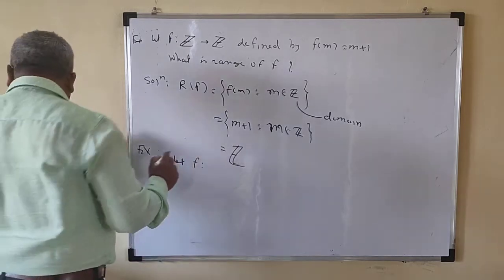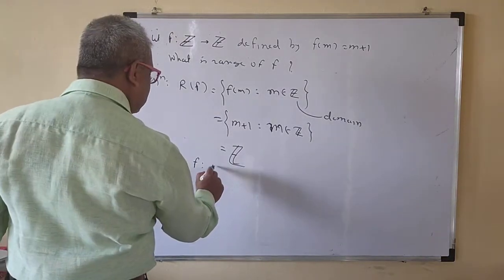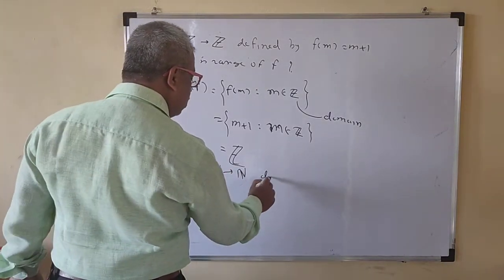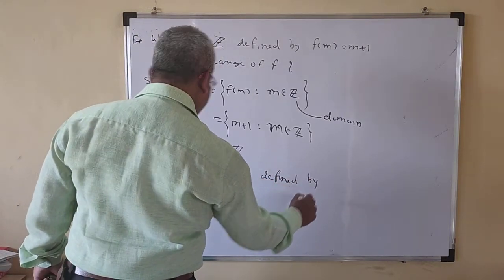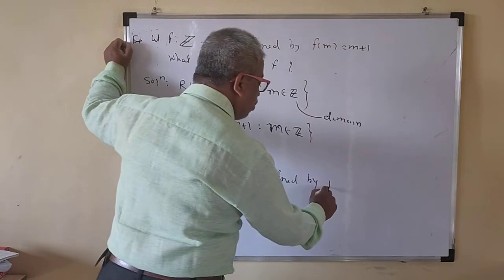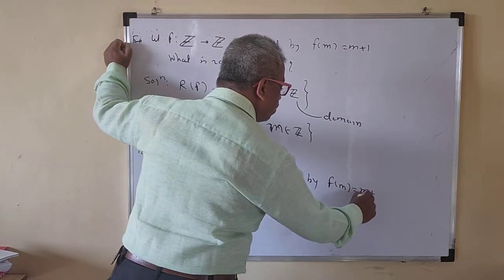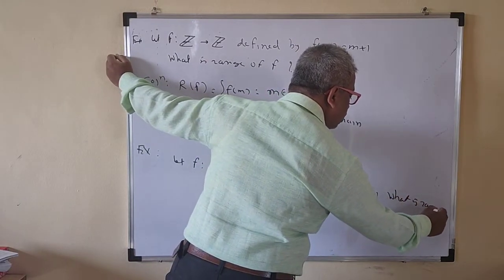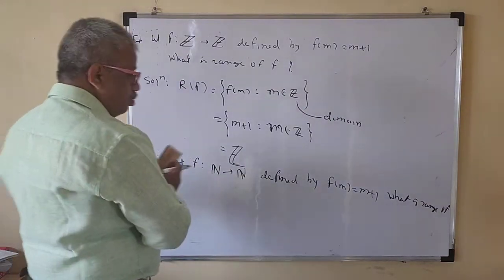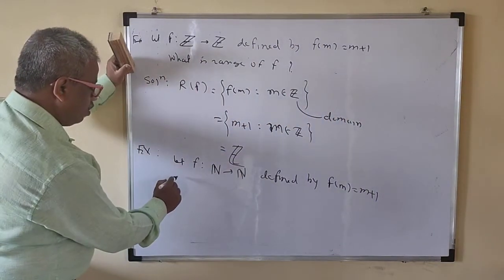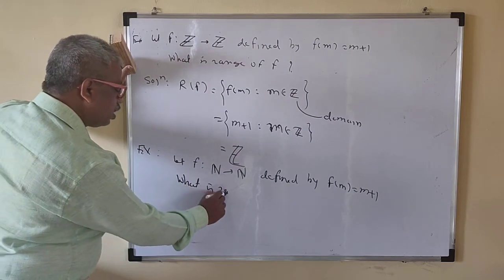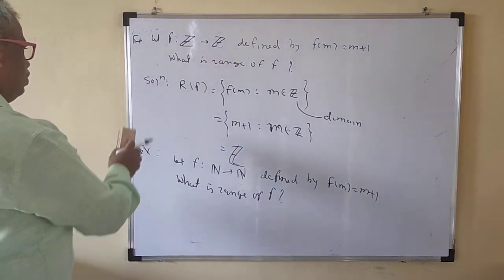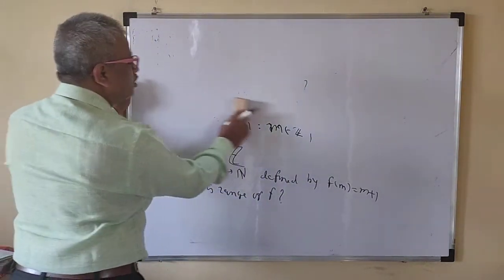Let f from N to N, natural numbers to natural numbers, be defined by f of n is equal to, or you may write, f of m is equal to m plus 1. What is the range of f? What is the range of f? Okay, so we'll solve this.